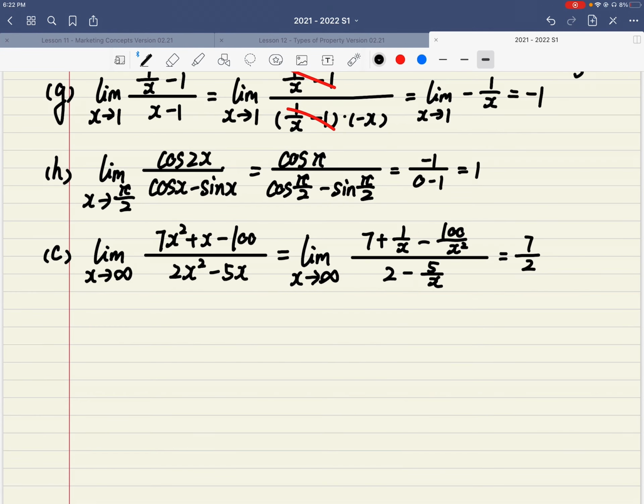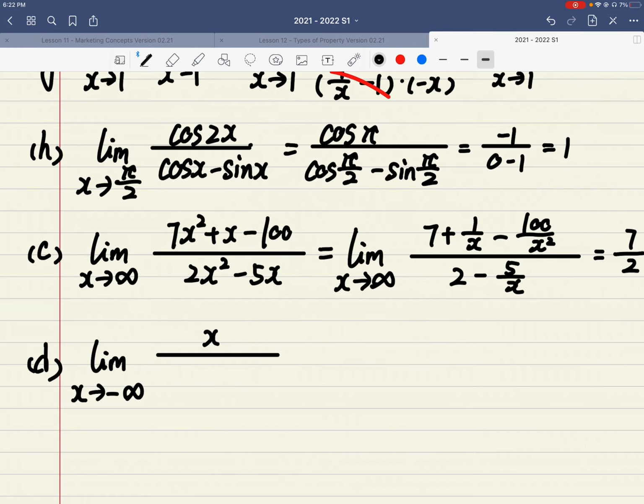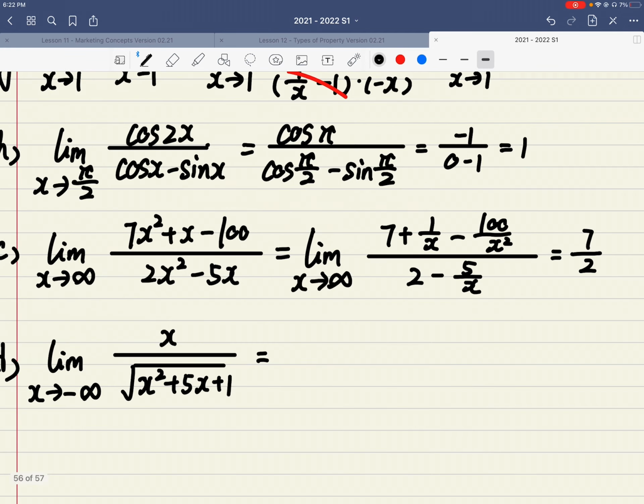Part D. Part D is very similar, but the difference is now x is approaching negative infinity. The top is x, over the bottom, which is the square root of x squared plus 5x plus 1. Okay, so now we divide both sides. Now the top, the highest power is just x. The bottom is just this whole thing.